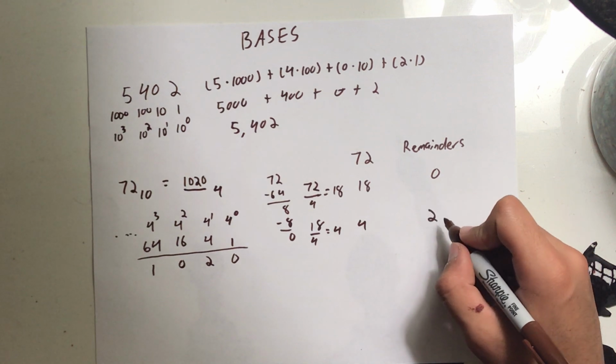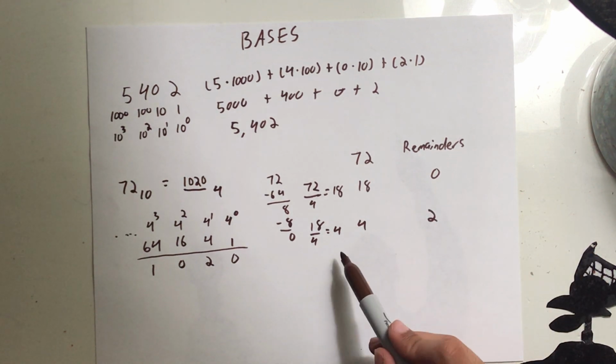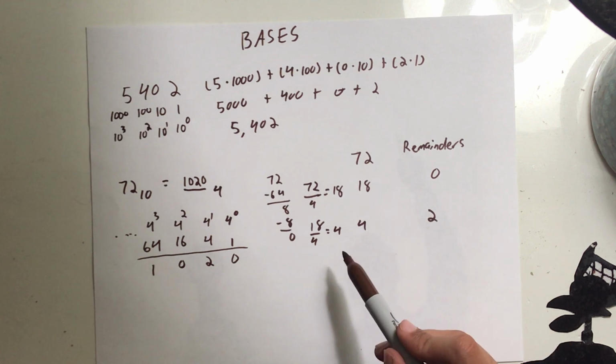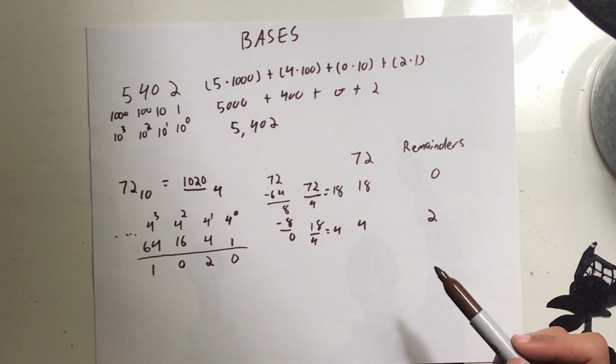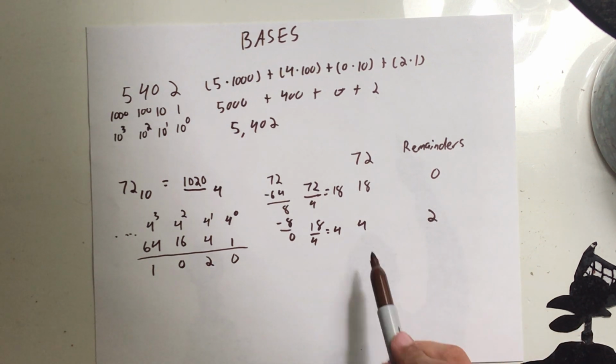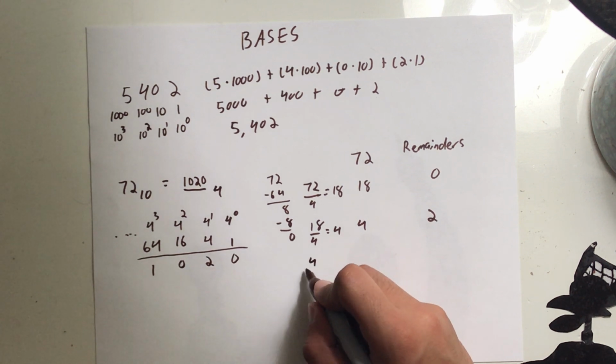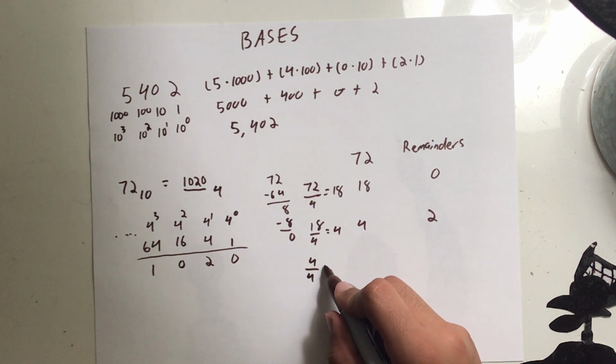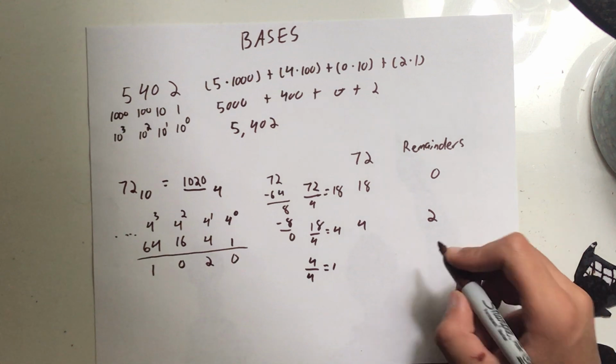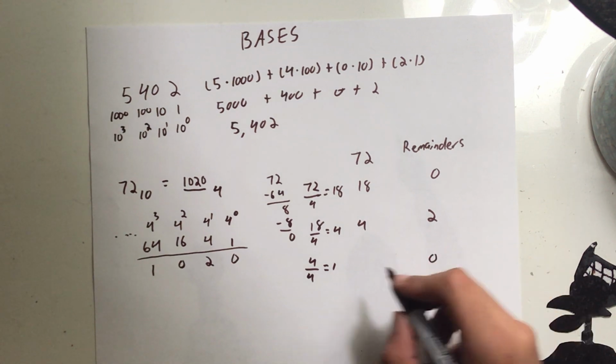Remainder of 2. Why? Well, 4 times 4 is 16, right? And 16 is 2 away from 18, so that's our remainder. And now we do 4 divided by 4 again, which is 1, with the remainder of 0. So I'm putting a 0 here, and put that in 1.